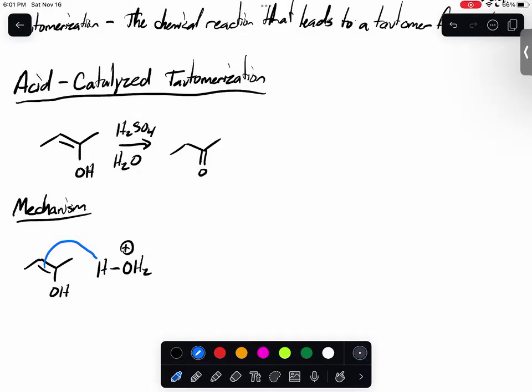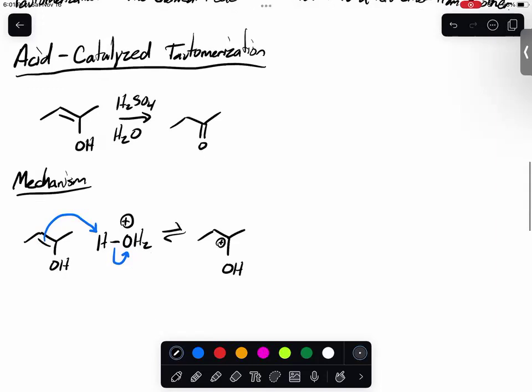So what it's going to do is it's going to come in and grab that proton, just as it does every single time, right, as a nucleophile. And then we're giving the electrons to that oxygen to make it no longer positively charged. From here, we now have generated a carbocation, right? And it's going to be on this side here with this oxygen because this is the more stable carbocation.